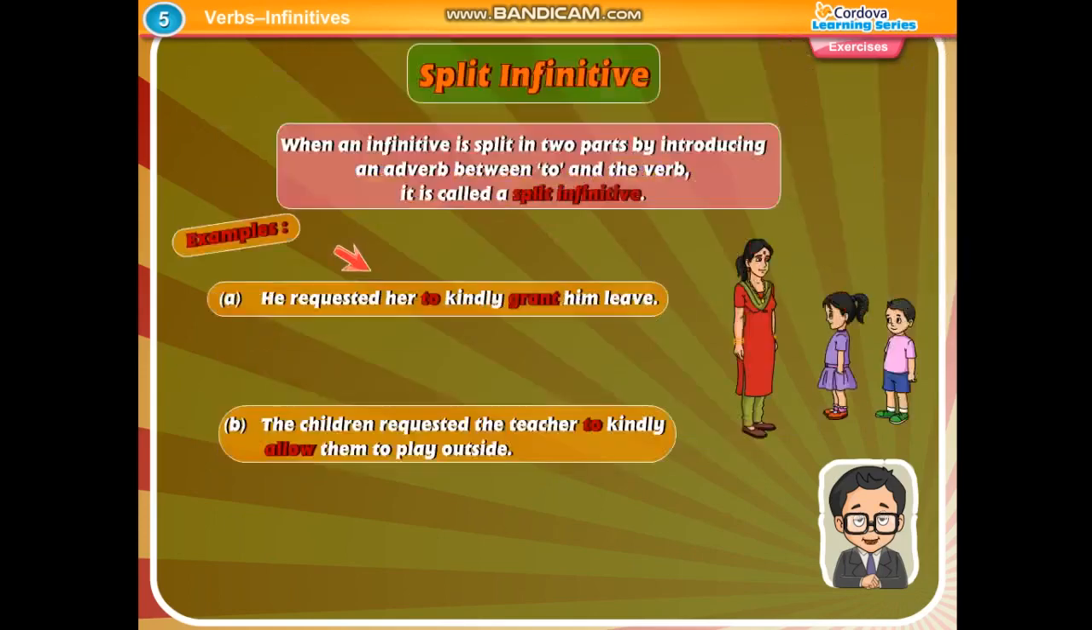In the above sentences, anaphoric to has been used while the verb is omitted. Split infinitive. When an infinitive is split into two parts by introducing an adverb between to and the verb, it is called a split infinitive. Examples: he requested her to kindly grant him leave. The children requested the teacher to kindly allow them to play outside.